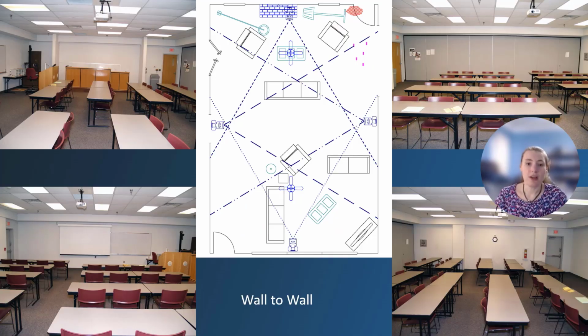Now, the wall-to-wall approach also requires 4 images, but these images are done looking directly at each wall, looking at a 90-degree angle. As you can see from the diagram, the 4 photographs still overlap in such a way that the whole room is photographed in entirety.